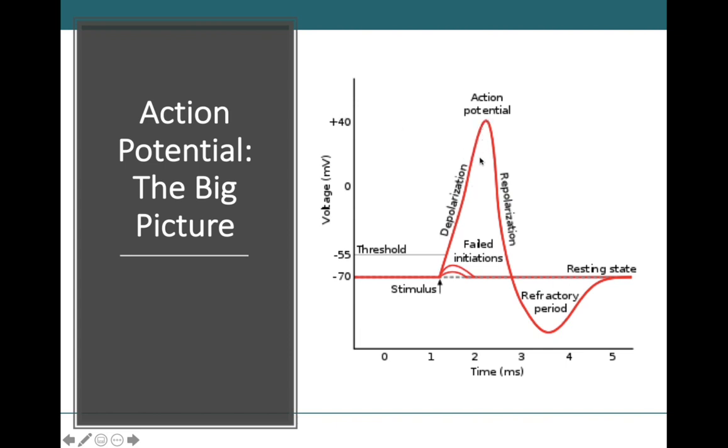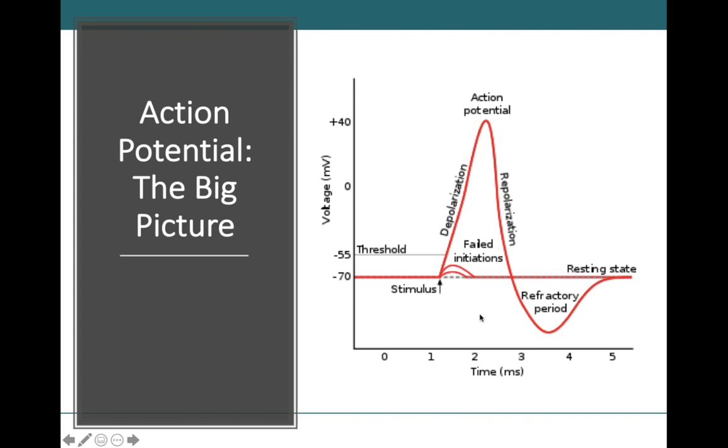And eventually this is going to be met with an immediate rapid repolarization that will eventually go past the resting membrane potential and be referred to as a hyperpolarization. And then this will eventually bring us back to our resting state, and we can fire another action potential.